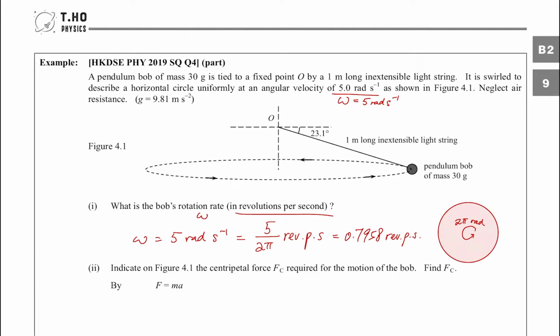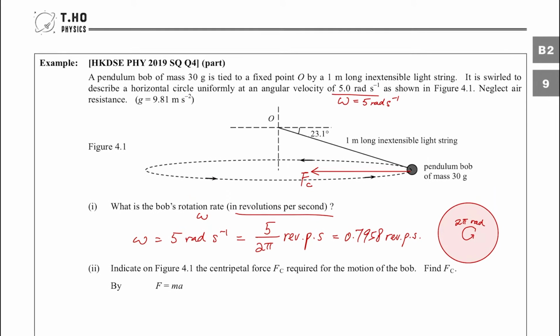Part 2. Indicate on figure 4.1 the centripetal force required for the motion of the bob. So here you have to be clear about that. No matter how is the tension in the string, the bob is going along a horizontal circle. So this is the track of the bob. So in order to perform a circular motion, there must be a force pointing towards the center of the circle, and this would be the centripetal force on the pendulum bob.